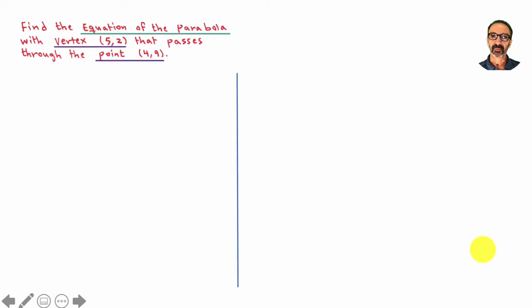I have enough examples in different types. The only thing that is not covered in this video is completing the square. Okay, I'll have it, of course, in the different videos.